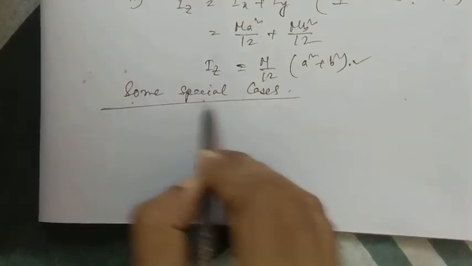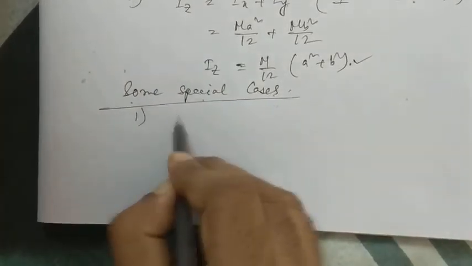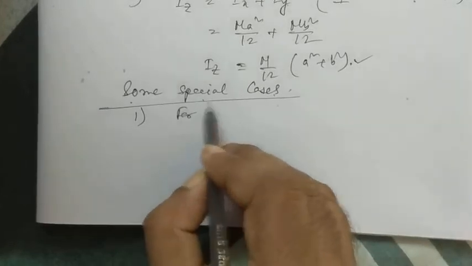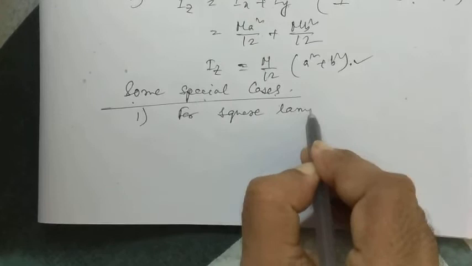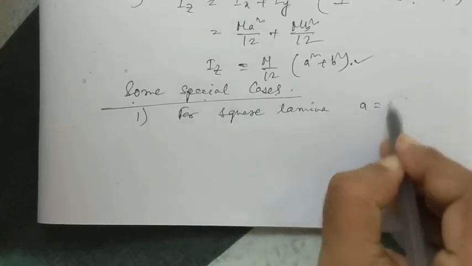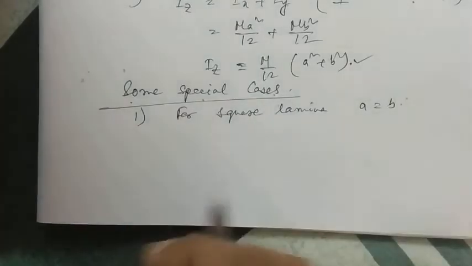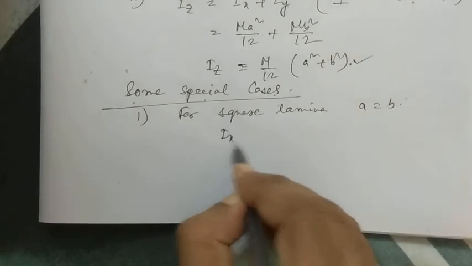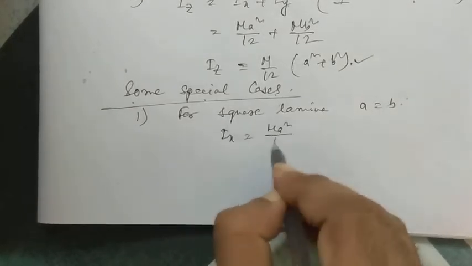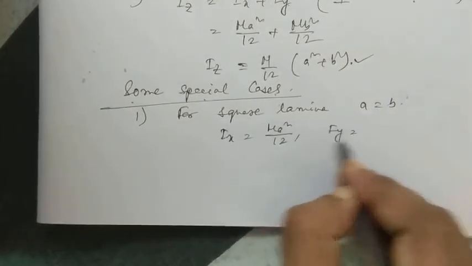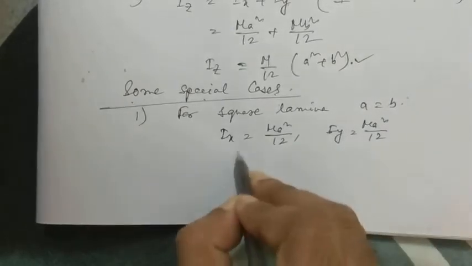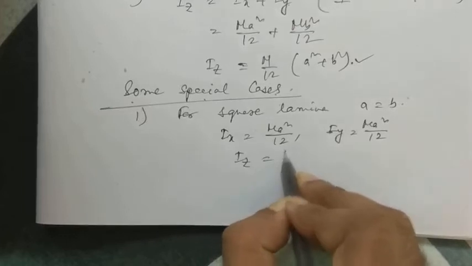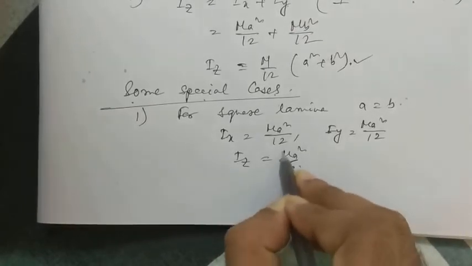Now some special cases. Let us take the example of a square lamina. For a square lamina, simple, a is equal to b, the length and breadth are the same. So Ix will be Ma square by 12. Similarly, Iy also will be Ma square by 12 as it is a square. Therefore, Iz will be equal to Ma square by 6.